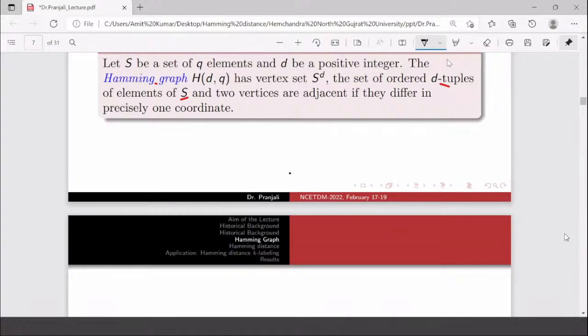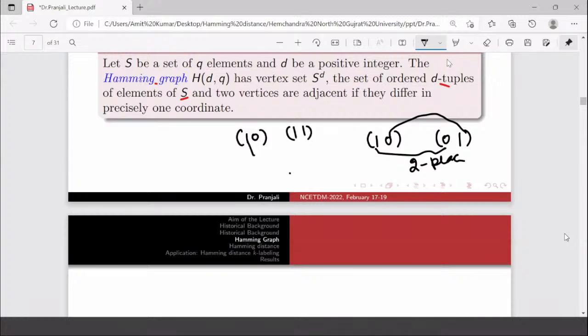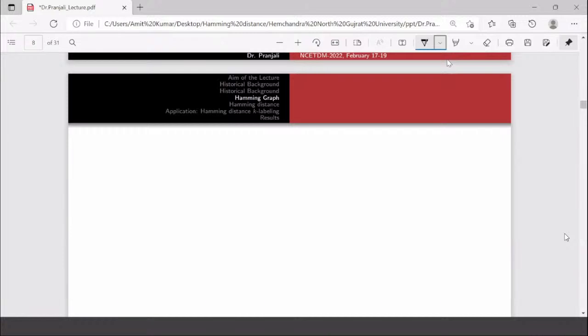For example, if this is (1,0) and this is (0,1), then at the first place it differs because it's 1 and it is 0. And if we look at the second place, it is also different. So they are different at two places. But if I talk about (1,0) and (1,1), then this place is similar, but this place is different. So they differ precisely in one coordinate. So for a Hamming graph, a pair will be adjacent if they differ precisely in one coordinate.